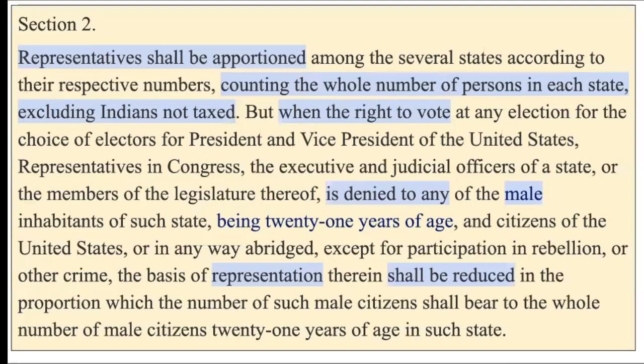Section 2 basically says that if a state restricts the right to vote, it will get fewer representatives in Congress. So representatives shall be apportioned, counting the whole number of persons in each state, excluding Indians not taxed. When the right to vote is denied any male, representation shall be reduced.